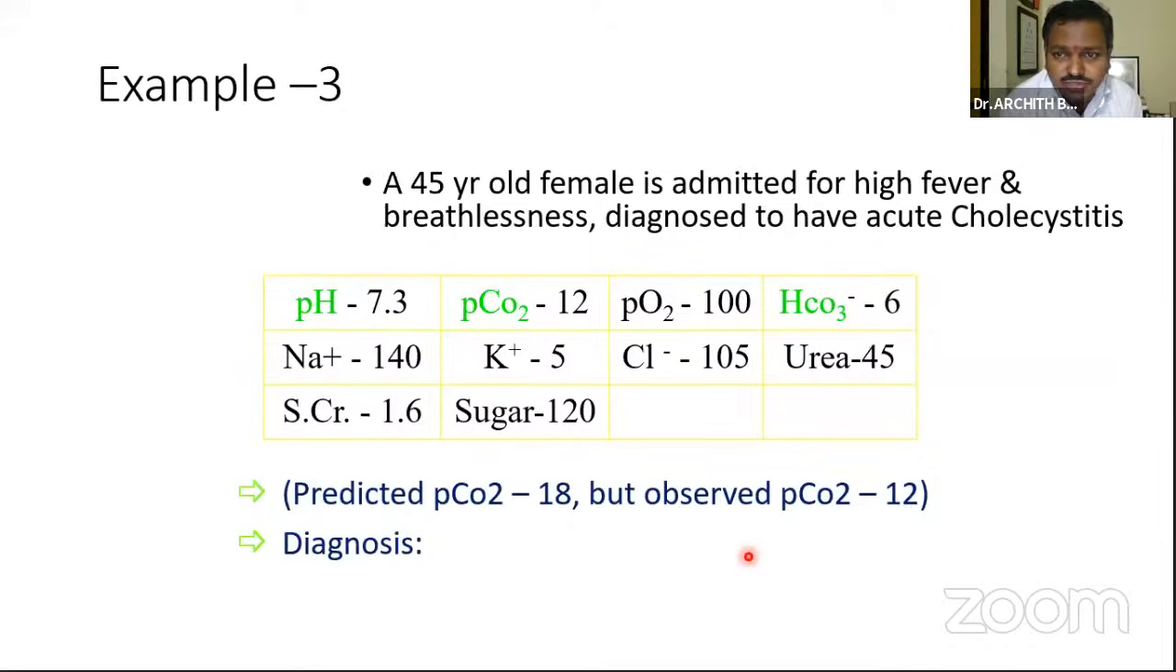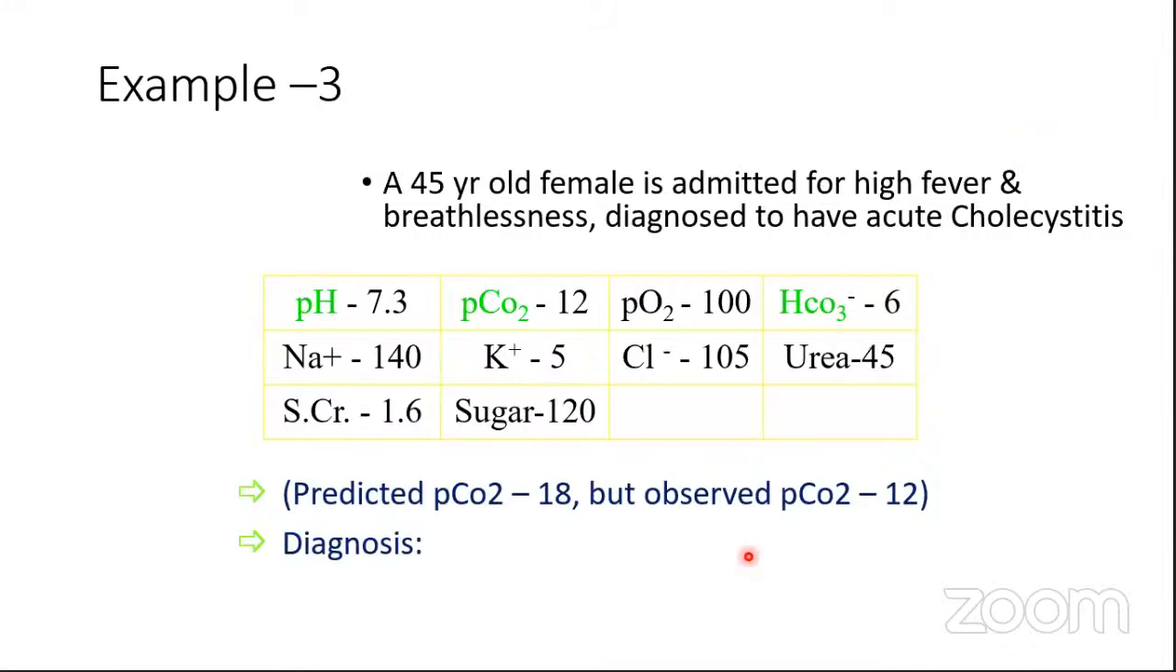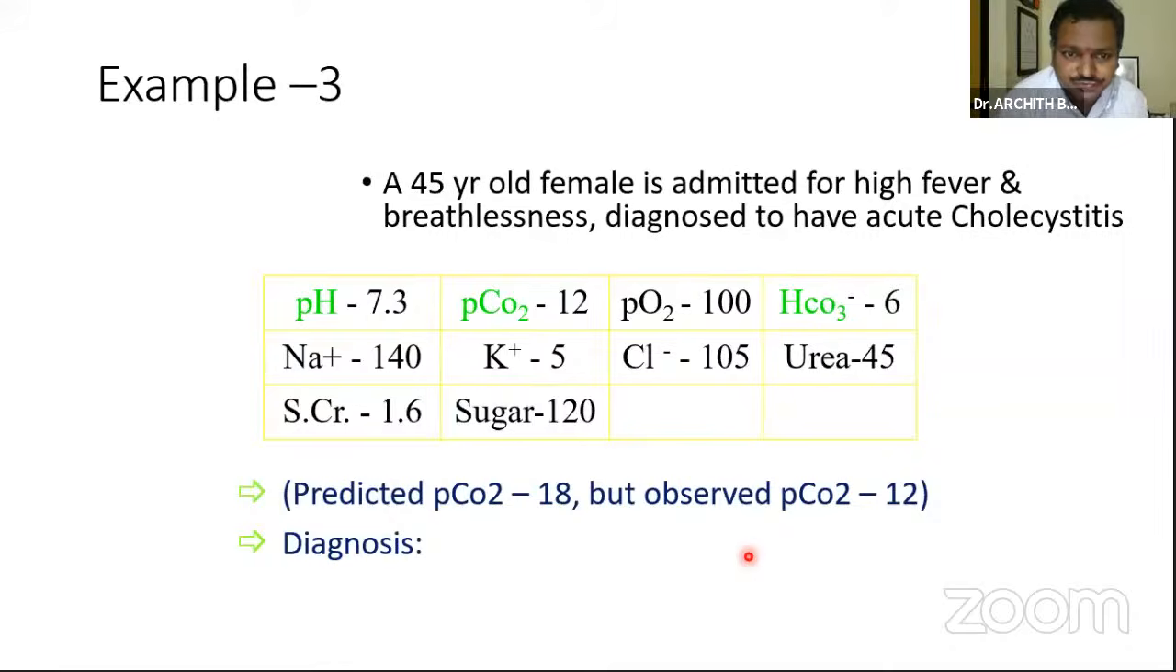So when both are going in the same direction, that means there are two disorders going on there. So that means there is a combination of a metabolic acidosis and the other one is respiratory alkalosis. Respiratory alkalosis, correct. So why does she have these two? Why does she have metabolic acidosis? Why does she have respiratory alkalosis?